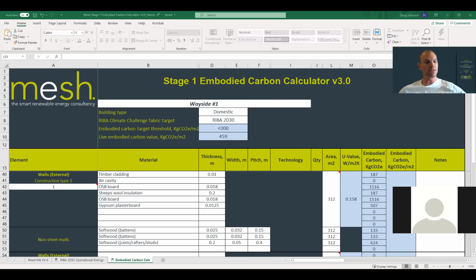And whilst RIBA 2030 is still kind of evolving as a standard, I would strongly suggest that you don't include sequestered carbon in your calculations. Some people will do, and some people as a result will get to net zero a lot quicker. But I would strongly suggest that you don't, and this data doesn't. So you get a genuine reflection on the embodied carbon.